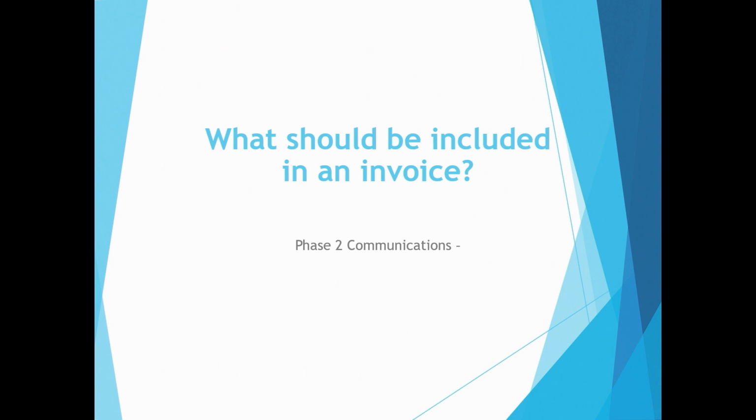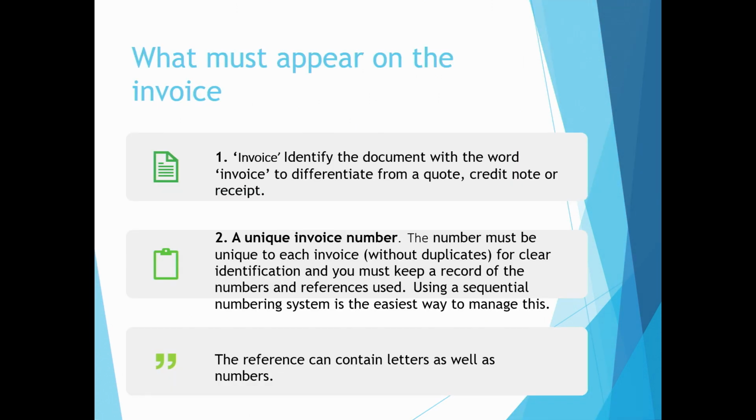Okay, so with that clarified, we're going to get on to the first thing. There's 12 different pieces of information that should appear on an invoice. The first one is actually the word invoice. And that allows it to identify the document with the word invoice to differentiate from a quote, credit note, or a receipt.